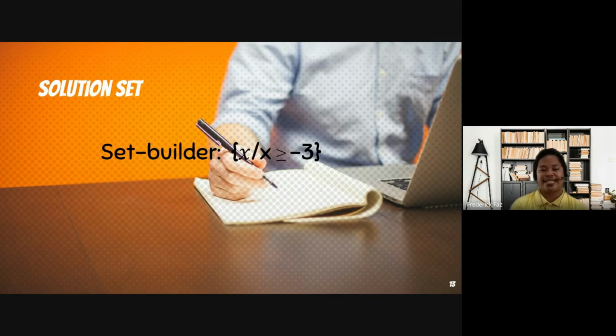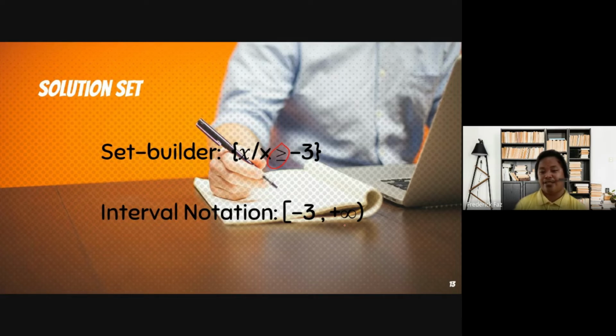So in this solution set, negative 3 is already part of the solution. From negative 3, since the symbol here is greater than, we go to positive infinity. From negative 3 to positive infinity. And the symbol for this is a bracket, since negative 3 is part of the solution, and an open parenthesis remains for positive infinity, since there is no limit for the positive values.